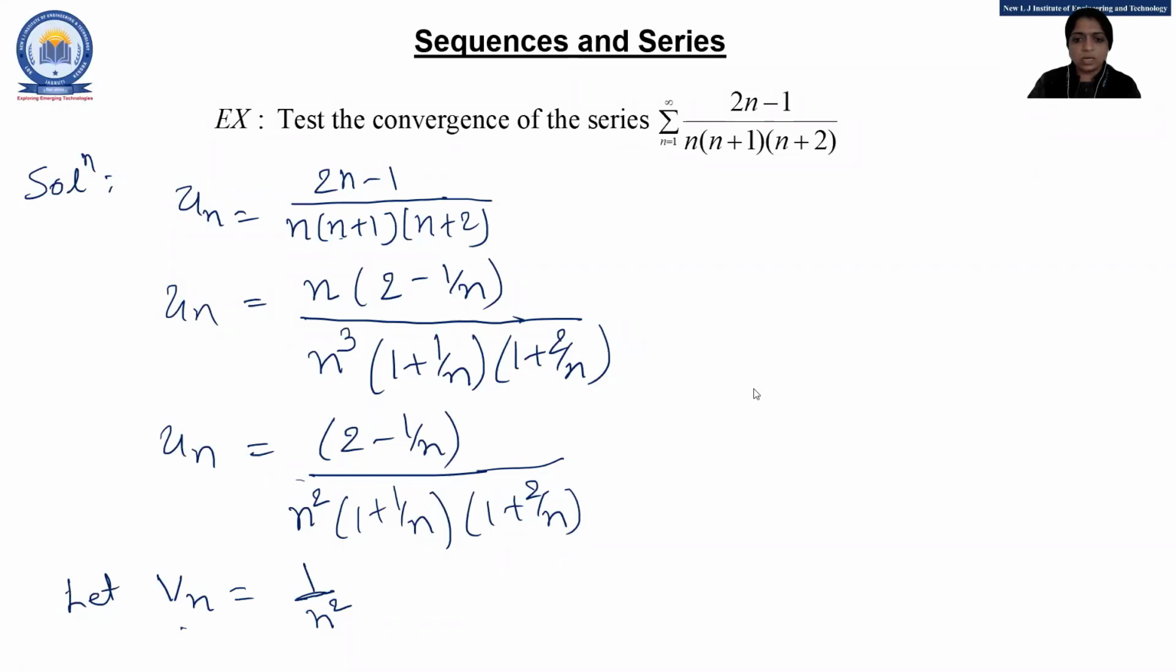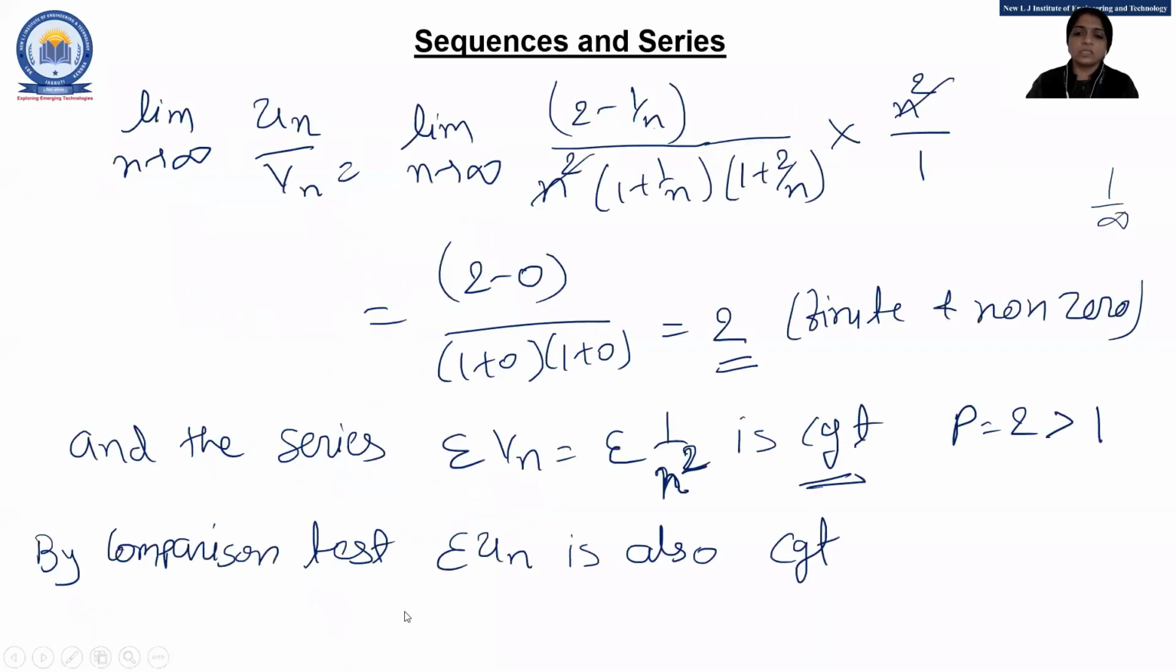Students, we have to select Vn as per Un. There are so many terms in the denominator, but I am selecting this 1 upon n square, because after selecting 1 upon n square, I apply my P series test, and as per the P series test, I can easily say whether the series is convergent or divergent.